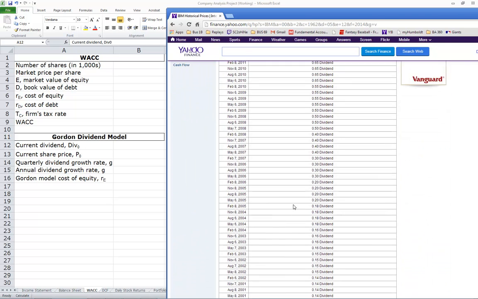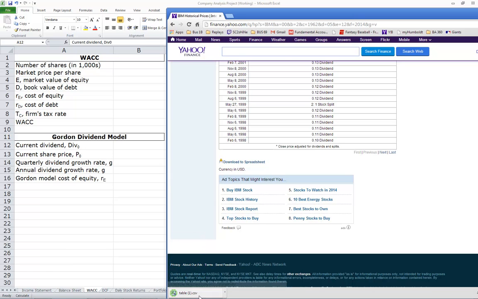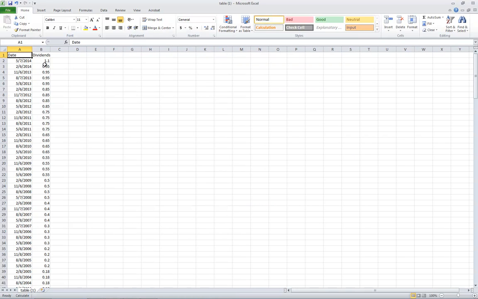And we can download these dividends to Excel by clicking Download to Spreadsheet. This will download your dividends to a separate spreadsheet. And we're going to look at 5 years of quarterly dividends.